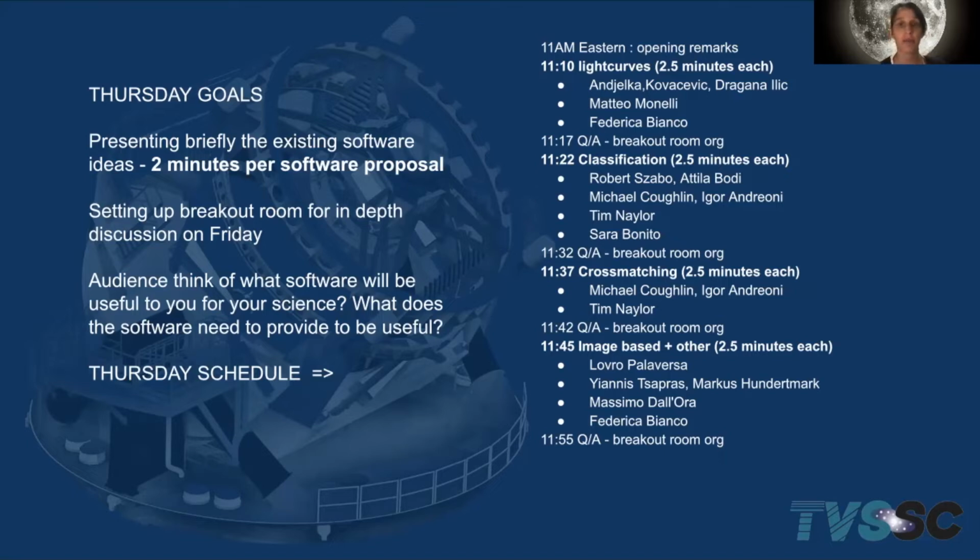Today, we'll hear from a number of people who will introduce us to software packages that are being conceptualized and created within TVS. We organized these talks into 4 groups, as you can see on the right: software that is relevant for light curves, for classification, cross-matching software, software that is image-based, or that serves other needs that don't fall easily into any of the above categories. The goal of today is to listen to these presentations and have short Q&A sessions in between the 4 presentation groups that will allow us to set the stage for a more complete discussion and conversation that will happen tomorrow for 1 hour in breakout rooms.